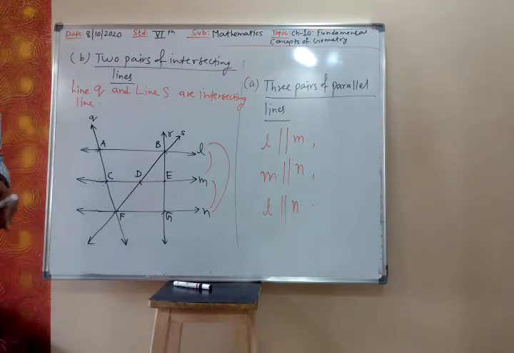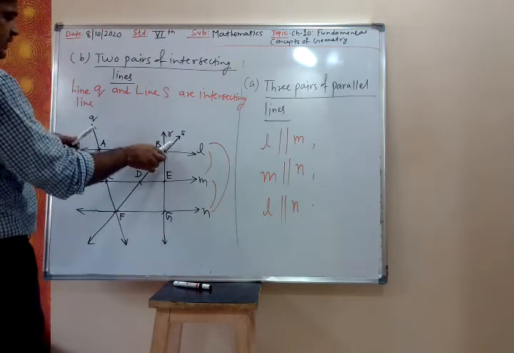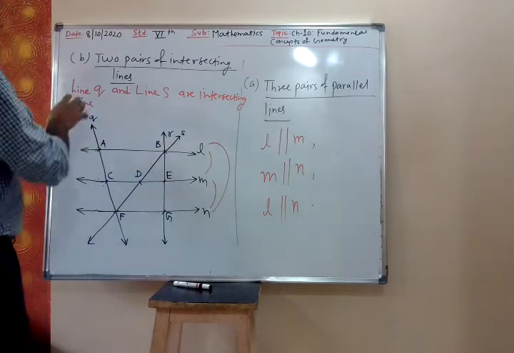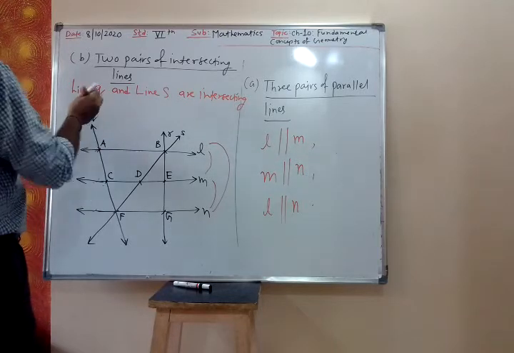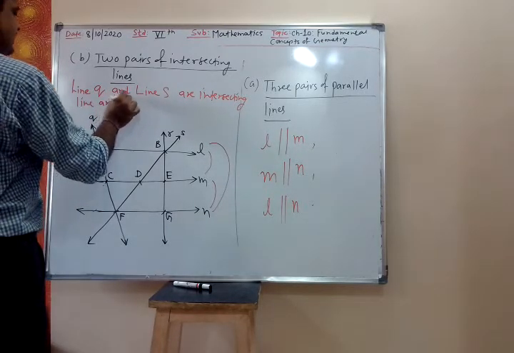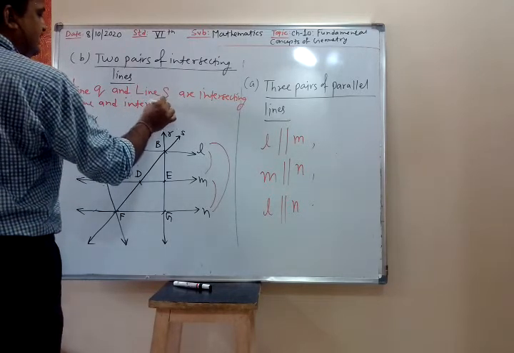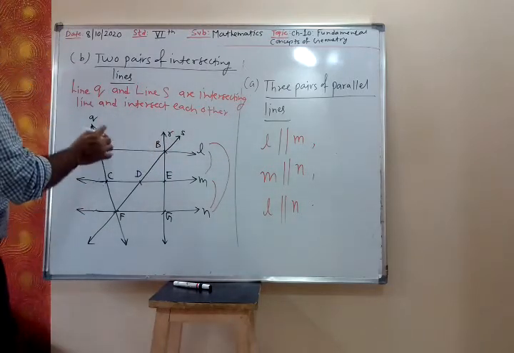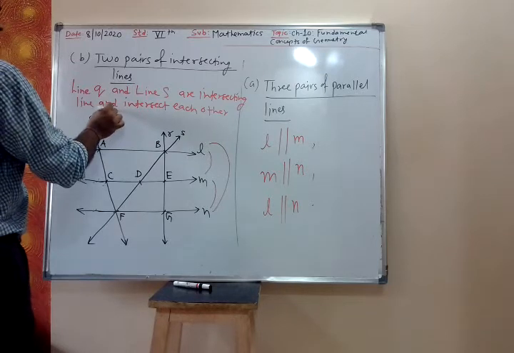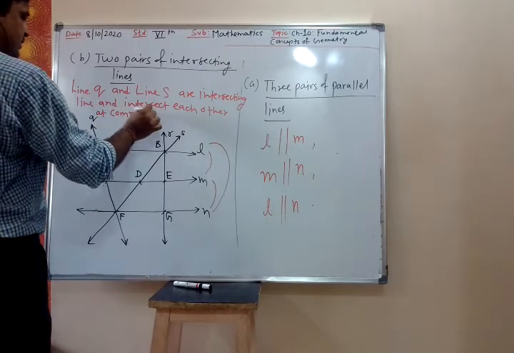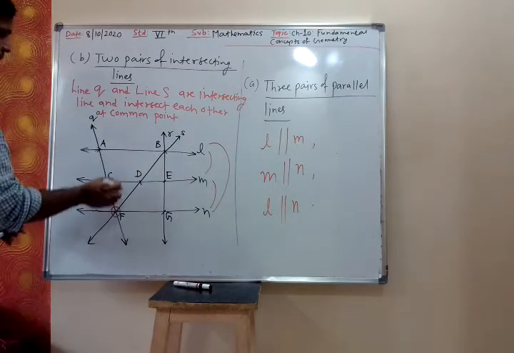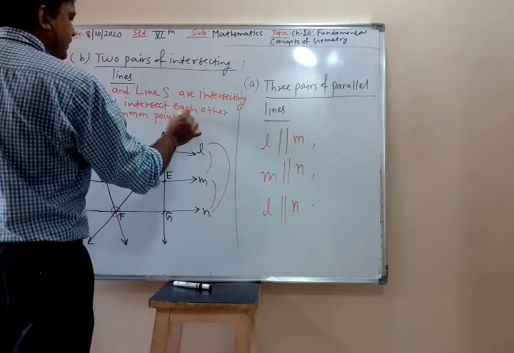Then which is next? Q and S we have considered. Then R and S, they also intersect each other. So write: line Q and line S are intersecting lines and intersect each other at a common point. What is the common point? Line Q and line S intersect each other at common point F. So this is one pair.